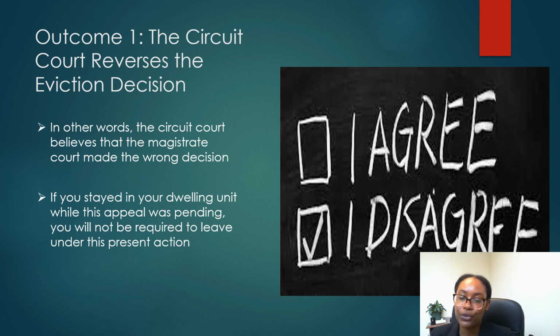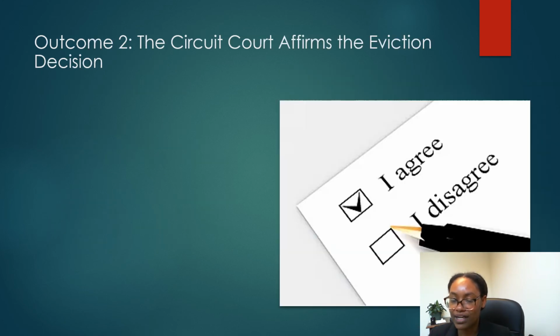And if you were staying in your dwelling unit while the appeal was pending, then you will be able to remain in your dwelling unit. You will not be required to leave under this present action. So this is the outcome that you want. This is the best outcome for you, the person who's filing an appeal pro se, or filing an appeal in general. Outcome 2 is.